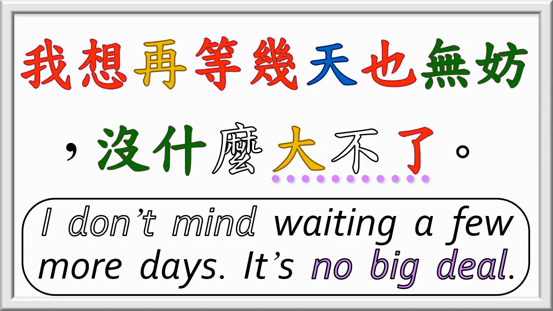It's no big deal. Remember that 大不了 literally says it cannot become greater than this. If 大不了 appears at the beginning of a sentence, it means if worst comes to worst. If 大不了 comes at the end, it usually translates literally as that's as big as it can get. Or in more natural English, it's nothing serious, or it's no big deal.